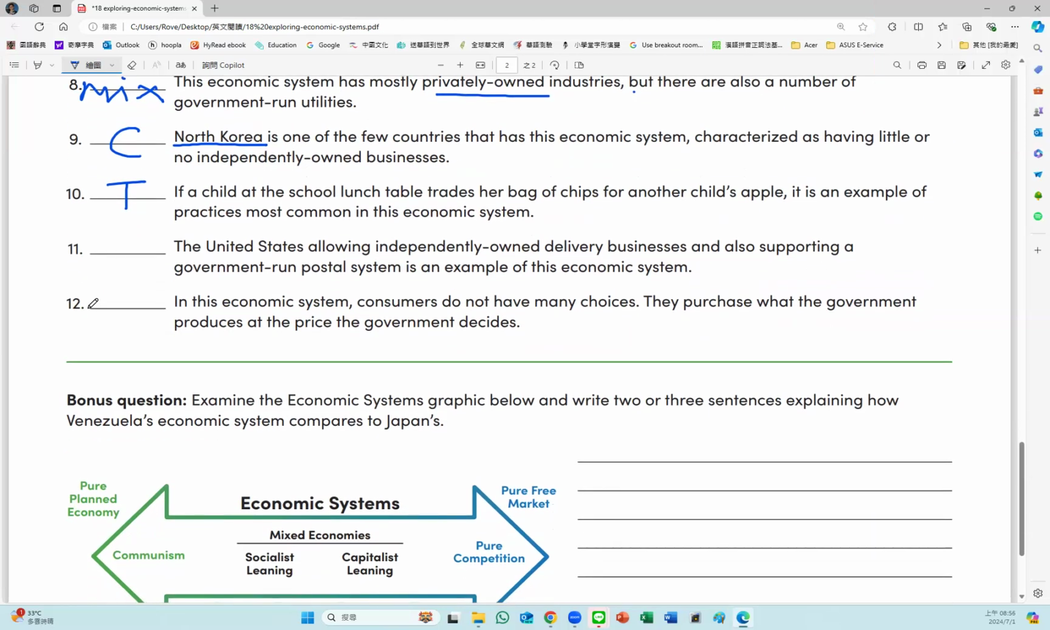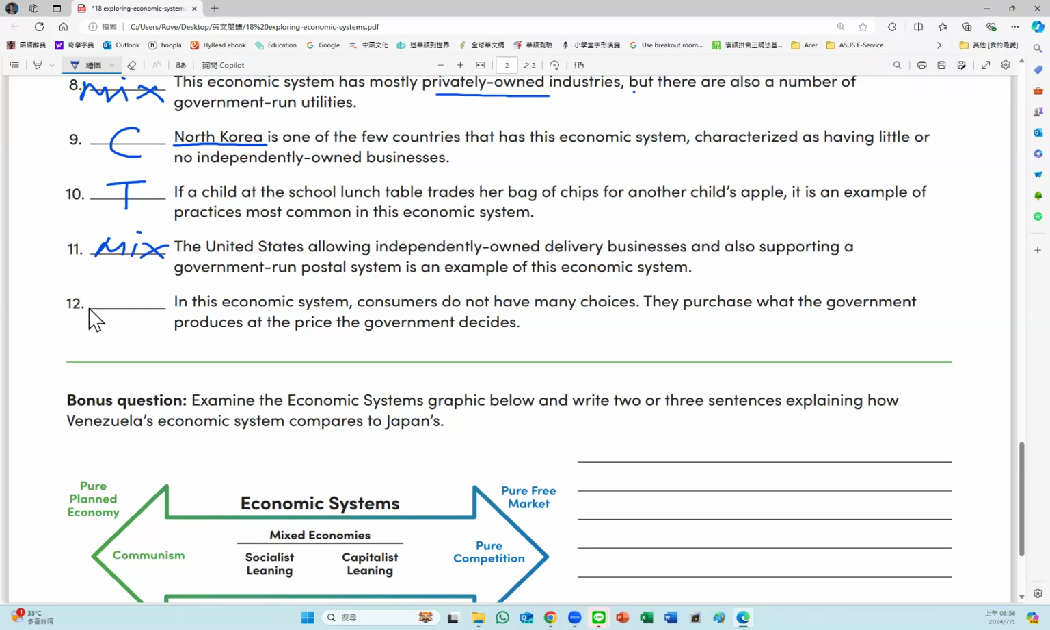Rudy, I'm sorry. Okay, 11. The United States allowing independently owned delivery businesses and also supporting a government-run postal system. The postal system is an example of this economic system. So what system is this? Mixed, very good. 所以有政府的邮政，然后也有民间的快递，是不是？两个都有的. 这是个 mixed. All right, number 12, Fang Fang.